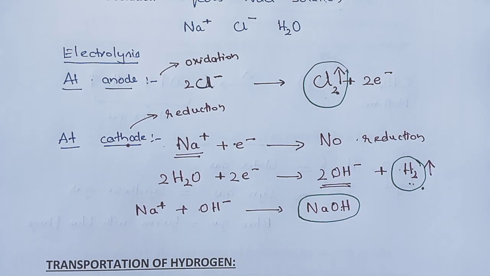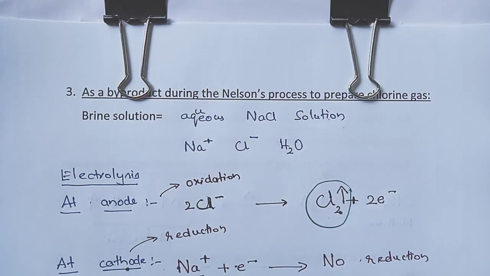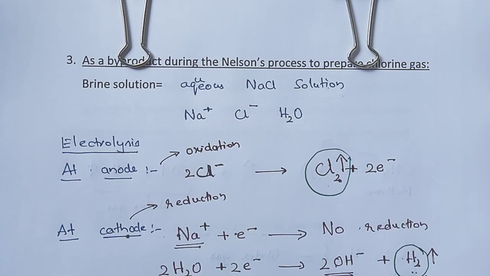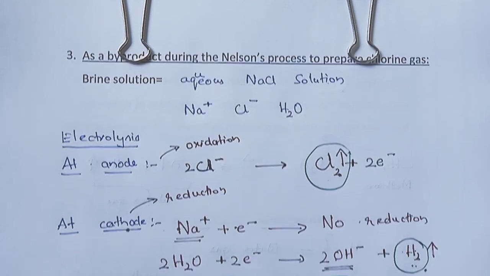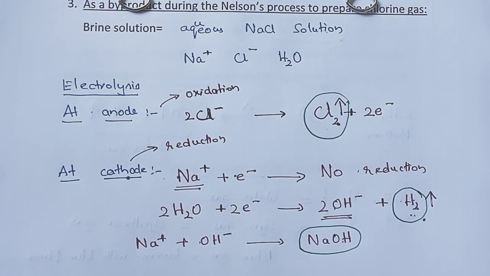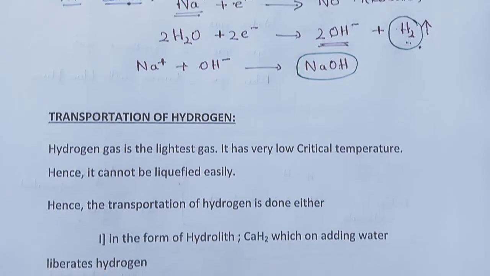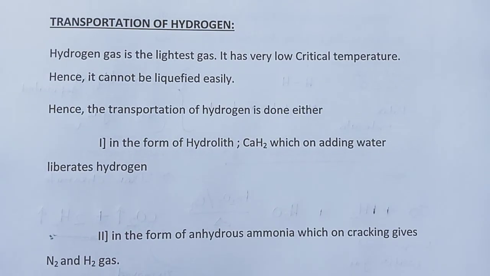So with this we have completed the industrial methods of preparation of hydrogen. What are the methods? Number one, electrolysis of water. Number 2, coal gasification. Number 3, Nelson's process. So preparation of hydrogen is completed. Now let us close this video with another topic. It is about transportation of hydrogen.